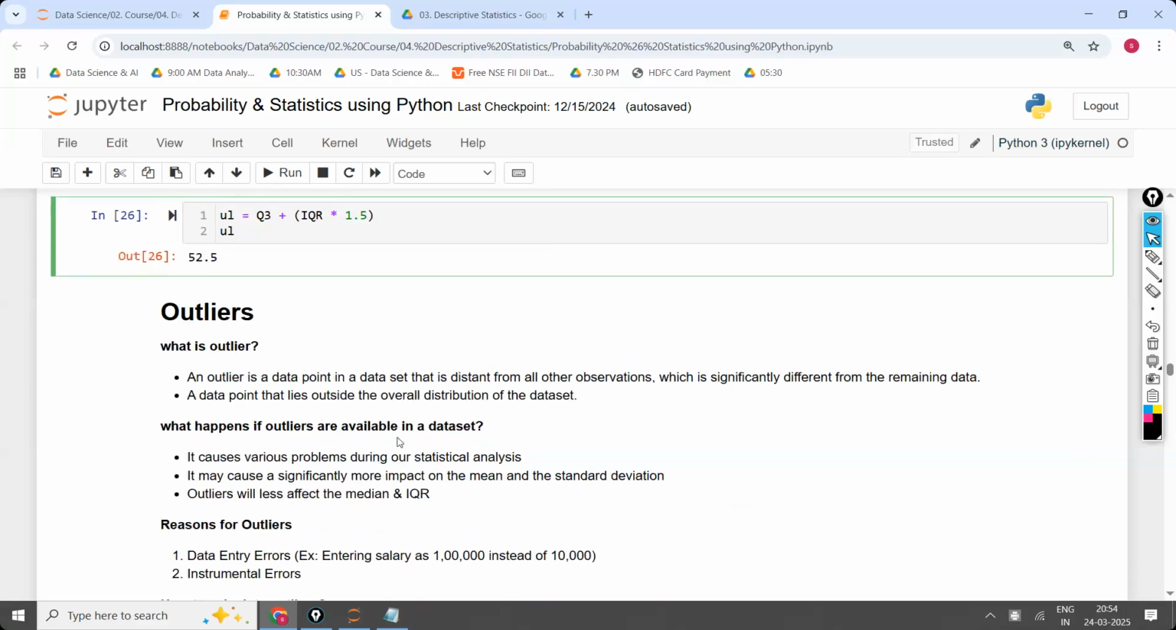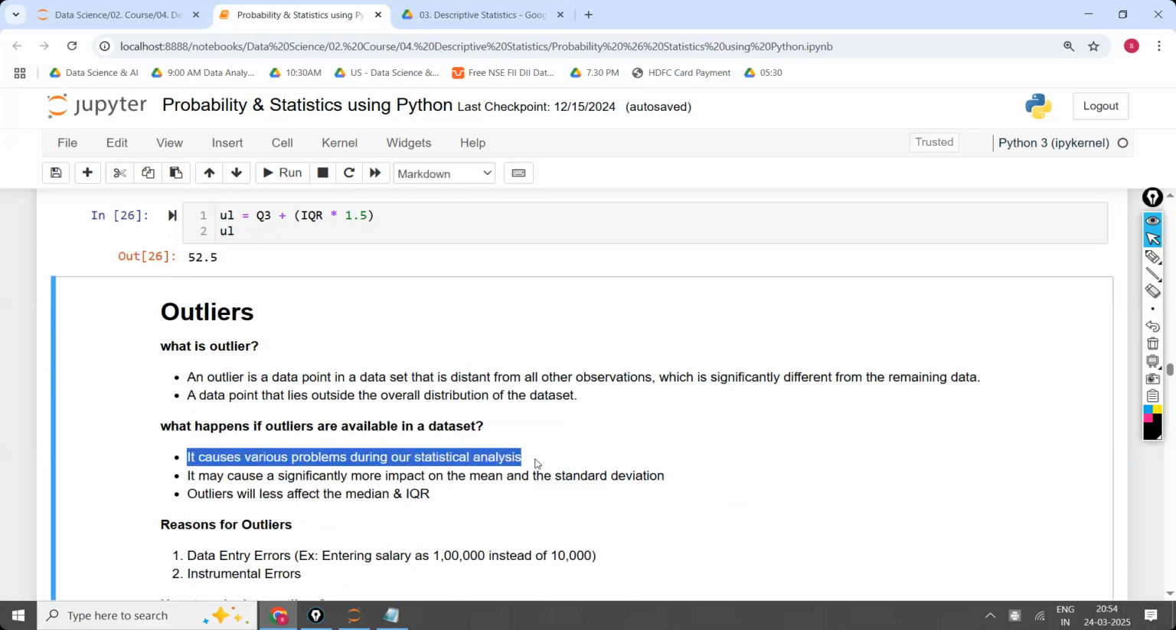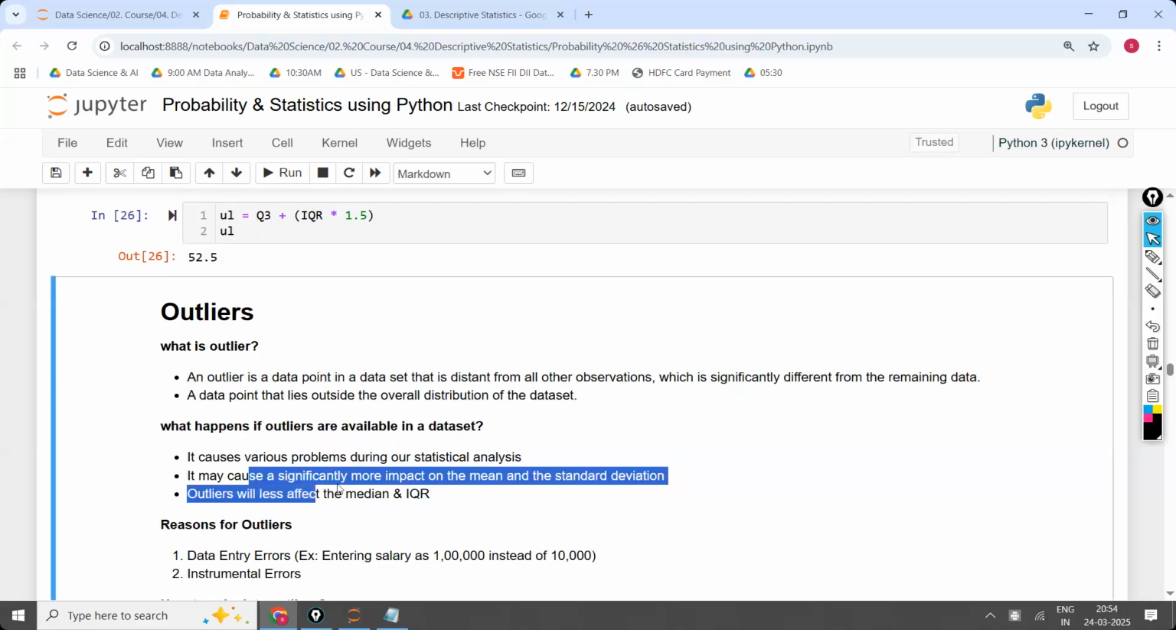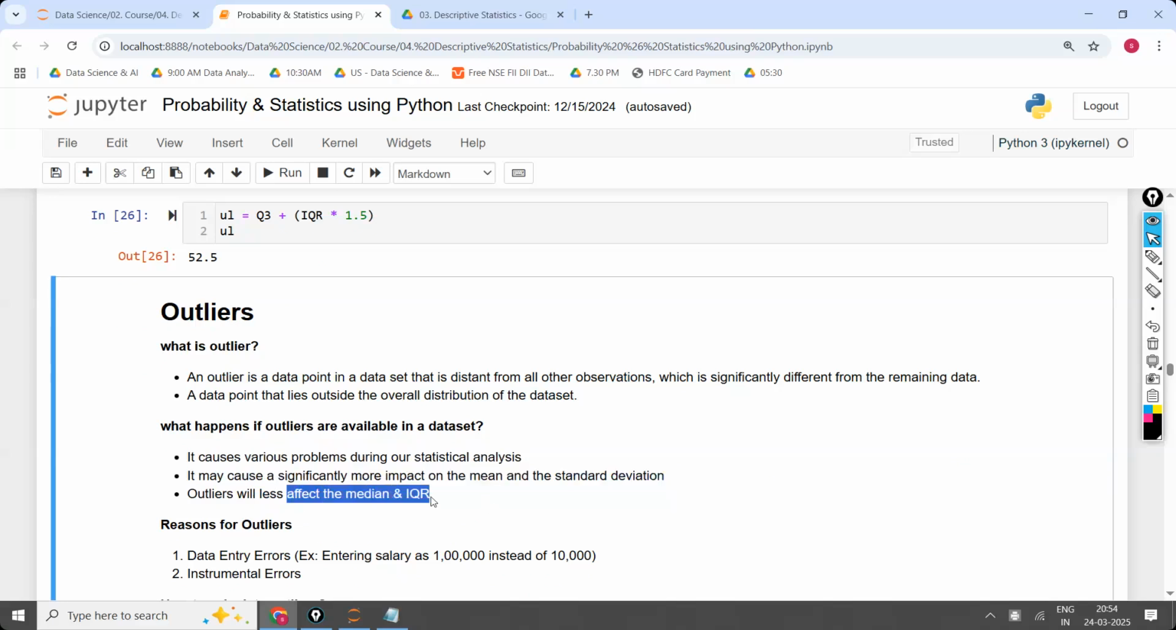So what happens if outliers are there? It causes various problems during statistical analysis. It causes significantly more impact on the mean and standard deviation. Why are mean and standard deviation more impacted? Because if the mean is impacted, automatically the standard deviation has to be impacted. The standard deviation formula includes the mean. And outliers will have less impact on the median. It will not impact, I mean it will also impact, but comparatively less impact. When compared to the mean value, the median is less impacted.